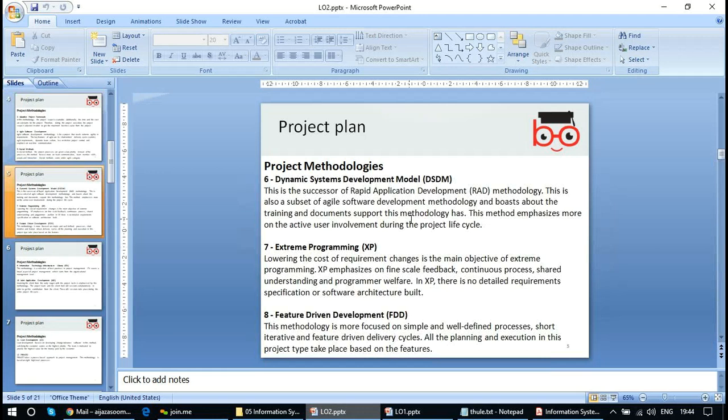Then dynamic system development we discussed earlier. Then extreme programming. It lowers the cost of requirement changes. The main objective of extreme programming emphasizes fine scale feedback, continuous process, shared understanding, and programmer welfare. In XP, there are no detailed requirements specification or software architecture built. So this is also like the crystal one. So no detailed requirements, and depending on whatever feedback you get.